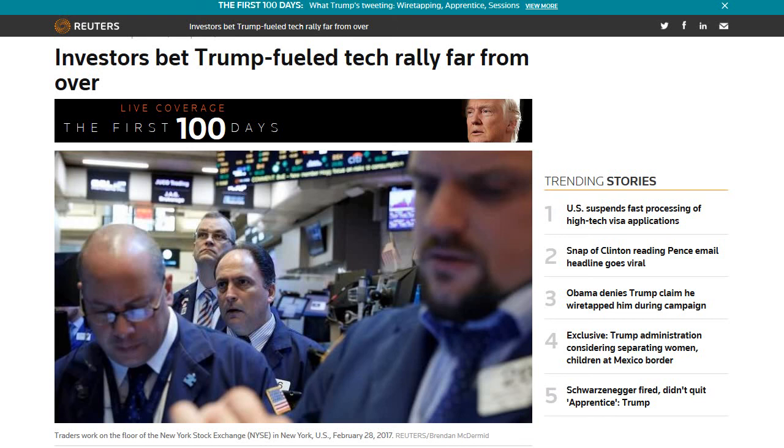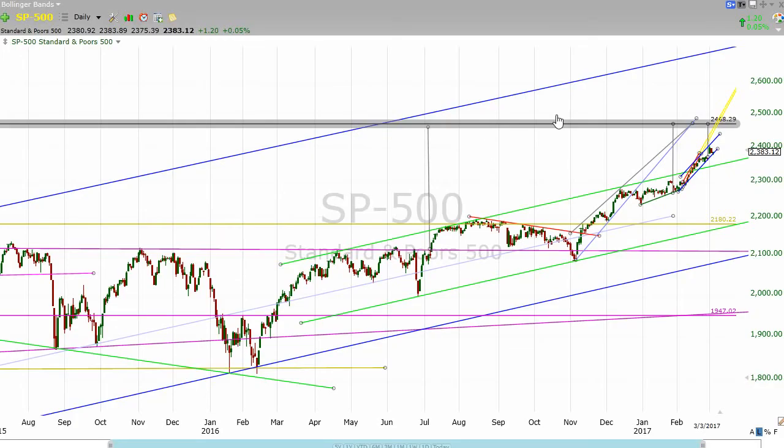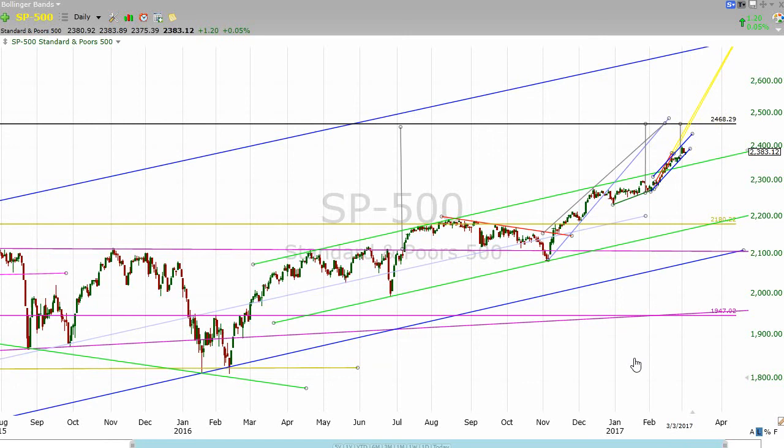If people put all of their money into the markets with this outlook in mind, that the Trump-fueled tech rally is far from over, folks, that has the potential of being a contrarian indicator. So that's why I'm talking about this. I think if and when we reach our target up here at 2468 to 2470, at that point, I am personally going to view any advance and any further advance with just a little bit of skepticism. And I'm going to keep watching those headlines, and I want you to also.